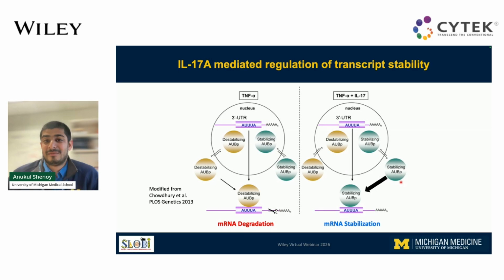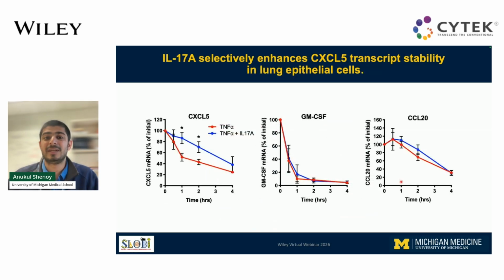So to ask whether this was at play in our model, we took lung epithelial cells in a dish and stimulated them with TNF or TNF plus IL-17. And consistently, what we find is IL-17 indeed stabilizes the CXCL5 mRNA for much longer compared to TNF, where the mRNA for CXCL5 degrades very quickly. And secondly, because this is a very RNA targeted effect, we find this effect does not occur for GM-CSF and CCL20, which I showed you in the previous data plots, are not changed. So the selective activation is indeed by post-transcriptional stabilization.